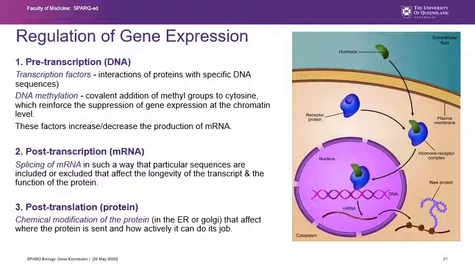Finally, after translation, so after the mRNA has been converted to a protein, in the endoplasmic reticulum or at the Golgi apparatus, different chemicals can be added to the protein which change its shape, and therefore it's going to change how actively it does its job, but also can change where that protein is sent. So that also regulates gene expression by the movement of proteins around the cells.